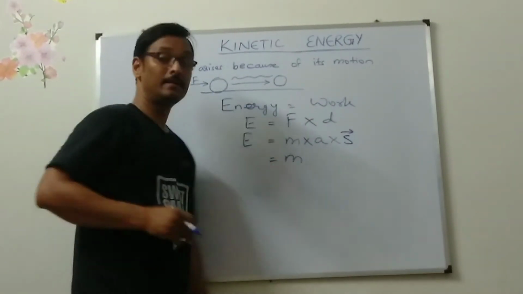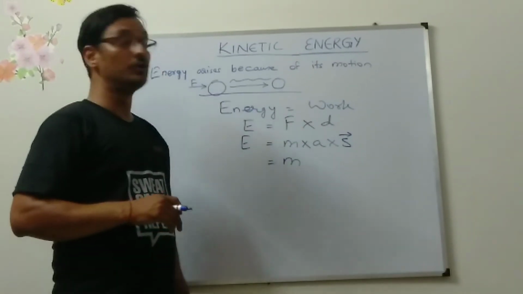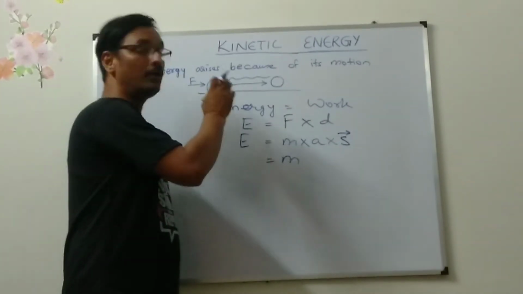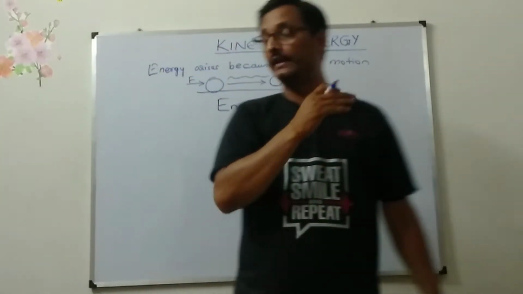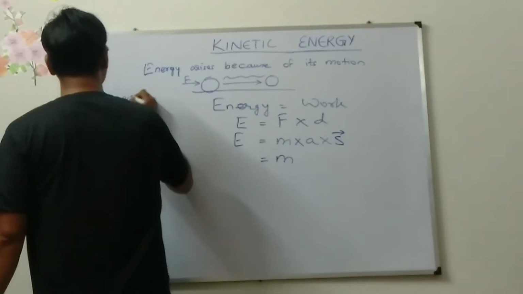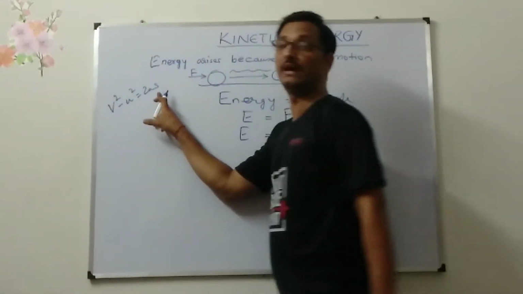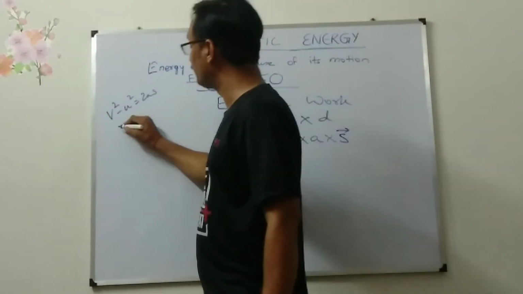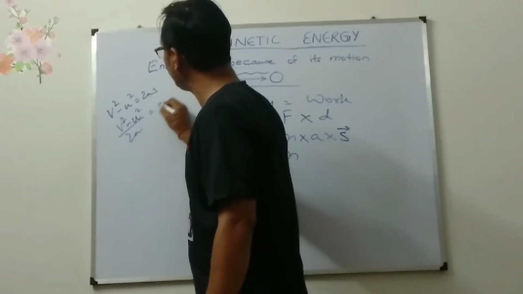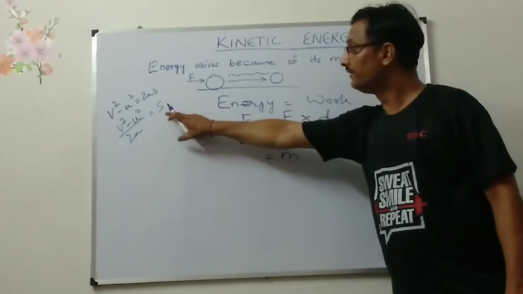Before that, in my last video, in the second and third equations of motion, I said that the third equation is needed to find the formula of kinetic energy. So what is that? V square minus U square is equal to 2AS. This is the formula which we have derived. From this, V square minus U square by 2A is equal to S.